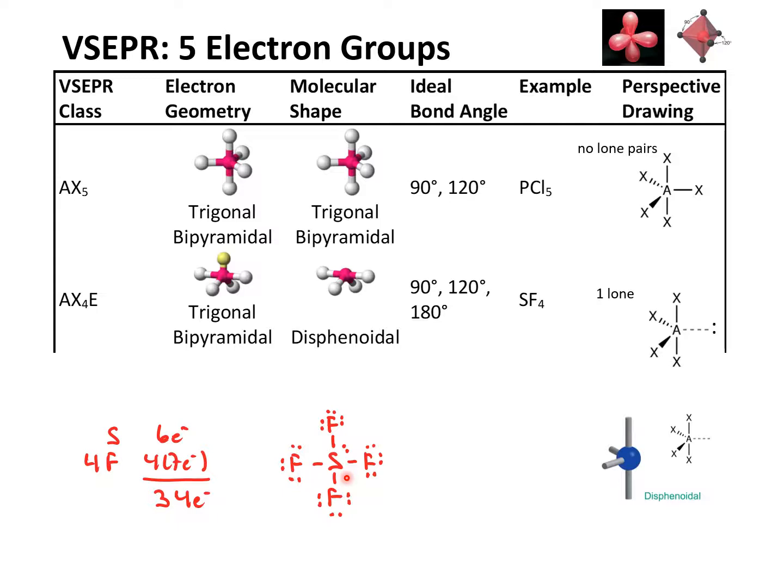Now we see from the Lewis structure that the VSEPR class should be AX4E, where sulfur is the central atom. We have 4 fluorine atoms surrounding the central atom, giving us AX4, and we have 1 pair of non-bonding electrons, giving us the designation E. And we can see from the chart that for AX4E, the geometry of the electrons is trigonal bipyramidal, but because we have a lone pair, the shape of the molecule is dysphenoidal, which we see here. Again, the ideal bond angles are 90 and 120 degrees.